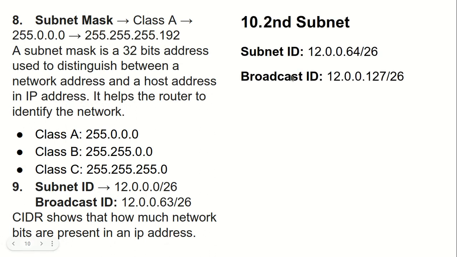Now let's move to the 10th point and calculate the second subnet. The subnet ID would be 12.0.0.64. Where did the 64 come from? Before showing you the 64, let's calculate the broadcast ID. The broadcast ID is 12.0.0.63. Now the question arises: where did this 63 come from?